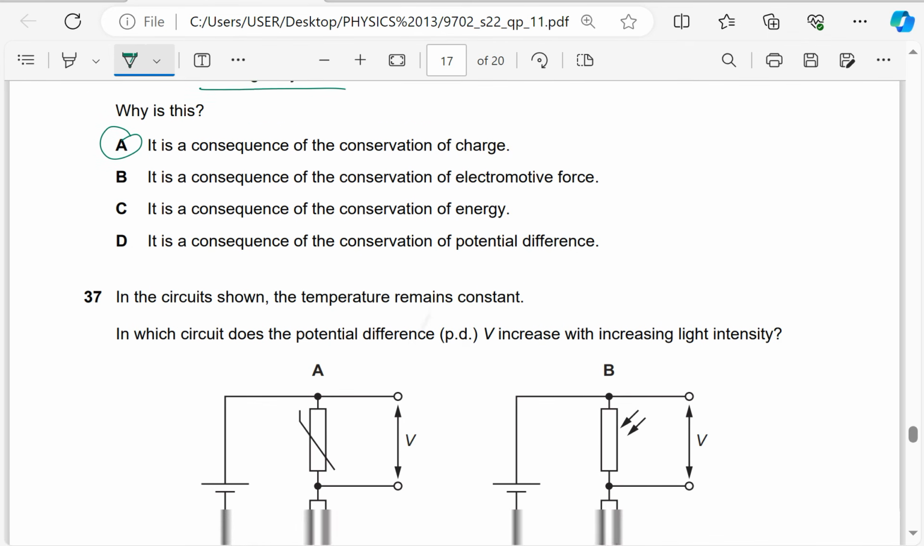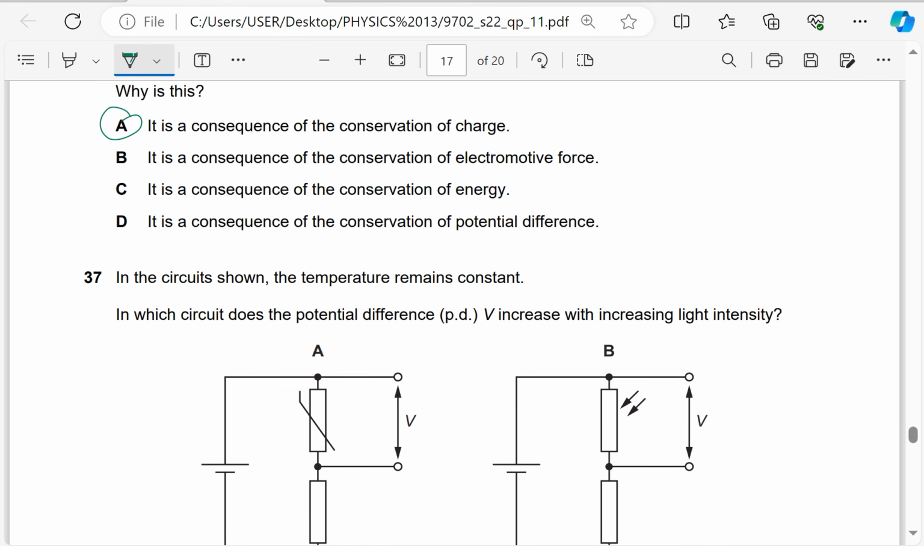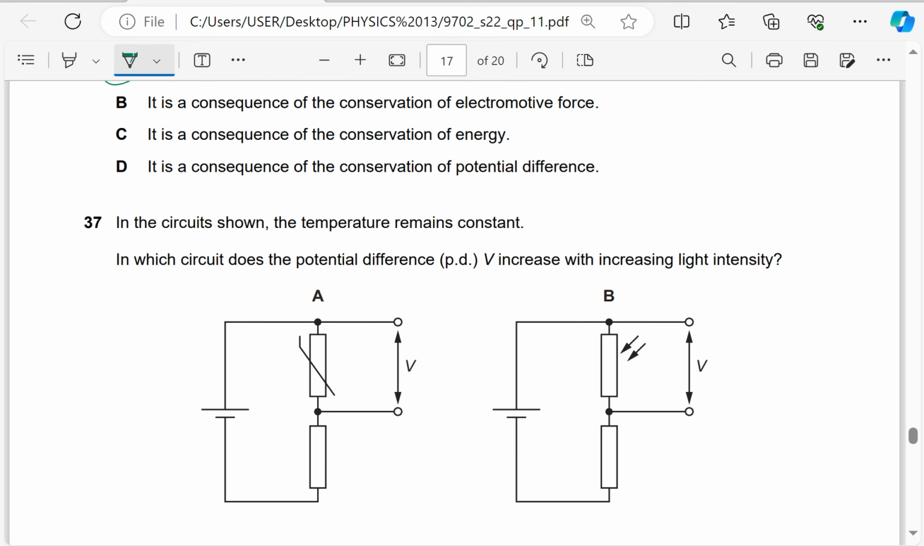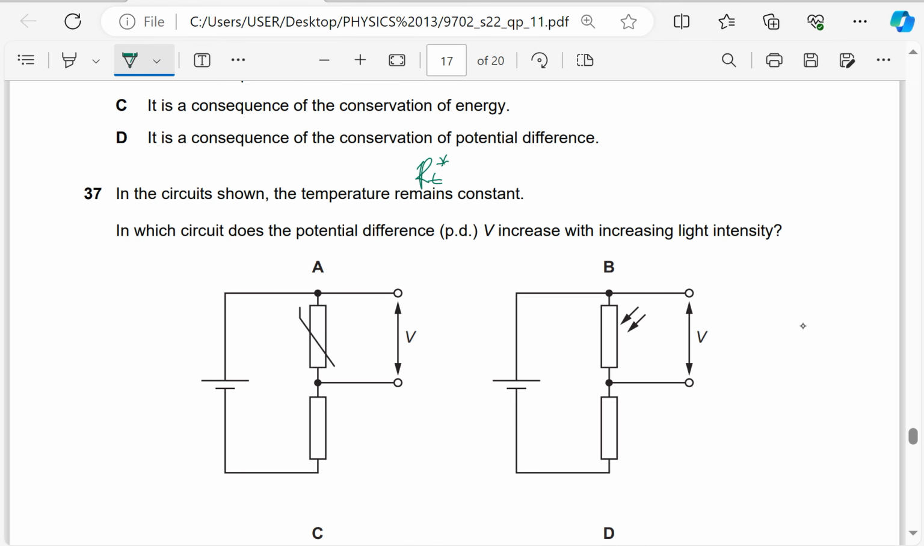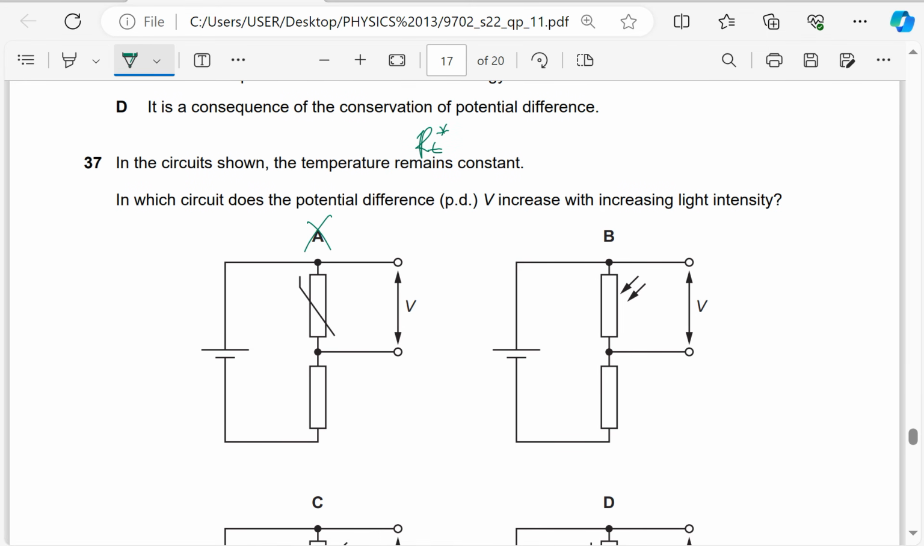In the circuits shown, the temperature remains constant. That means the resistance of the thermistor does not change. I'll say R of the thermistor remains constant. In which circuit does the potential difference V increase with increasing light intensity? Of course, we shall not consider A because in A there is no what?